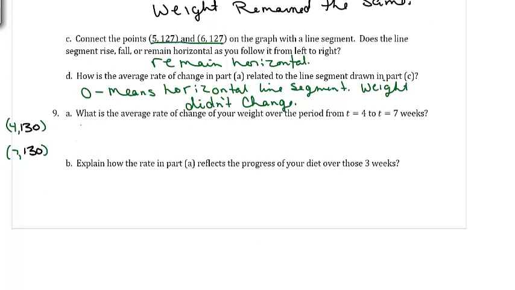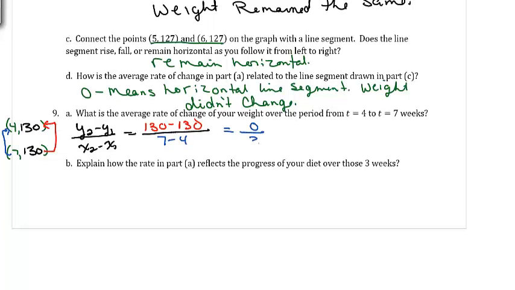We're calculating the average rate of change, so that's y2 minus y1 over x2 minus x1. Again, I'm going to do bottom minus top, so 130 minus 130. And then make sure that we do our subtraction in the same order, so 7 minus 4. That's 0 divided by 3, which is 0. Explain how the rate in part A reflects the progress of your diet over those 3 weeks. What it means is that our weight was not changing.